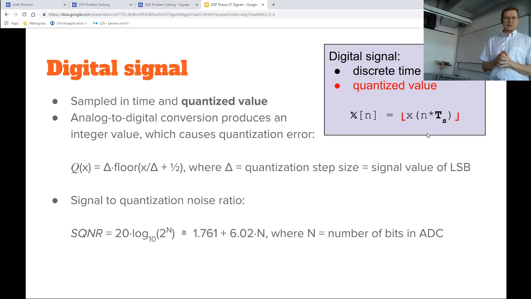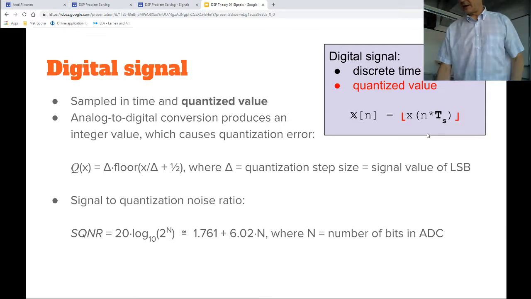All right, yes, and a digital signal has a quantized value, and there's something to remember. The signal to quantization noise ratio is supposed to be better than your signal dynamic range. Then you are in good shape with your sampling. Signal to quantization noise ratio. Okay, and that 1.761 comes from the fact that the quantization step size is the size of the least significant bit.